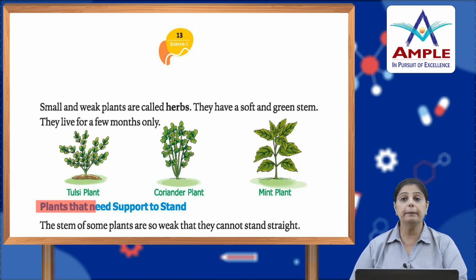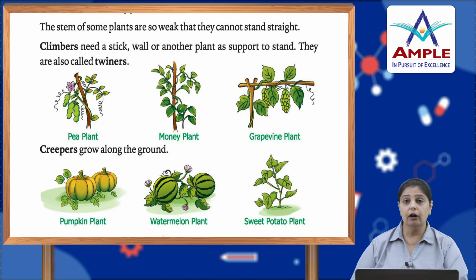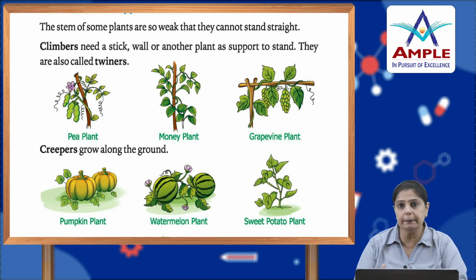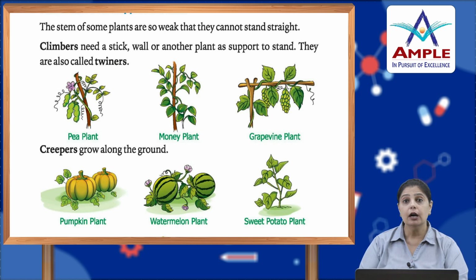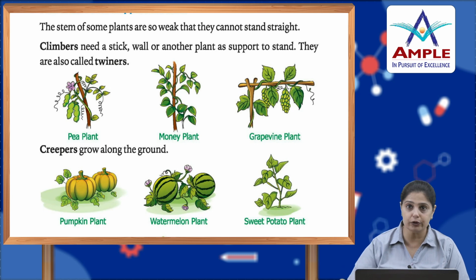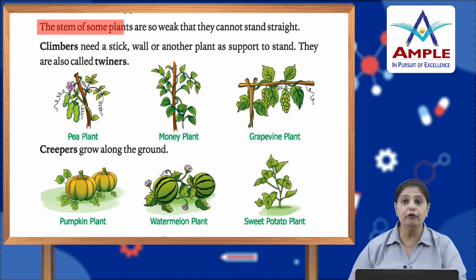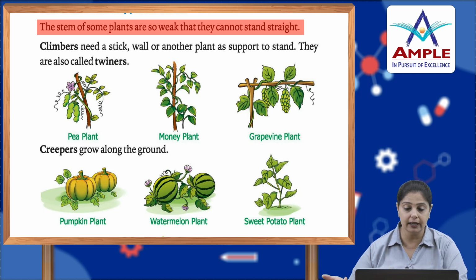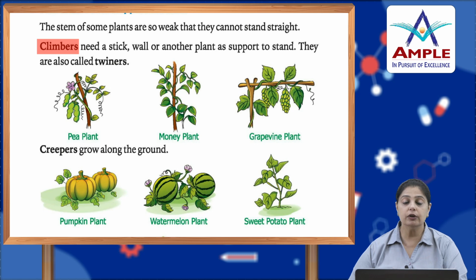Now, let's look at the plants that need support to stand. You must have seen certain plants like that, okay. For example, have you seen a money plant? With a money plant, what happens? We keep one bushy type of thing in between, like a supporter around which we tie the money plant, and that's how it grows with the support of it, okay. Now, the stem of some plants is so weak that it just cannot stand straight and it keeps on falling, okay, and that's when they need a support. So, climbers.